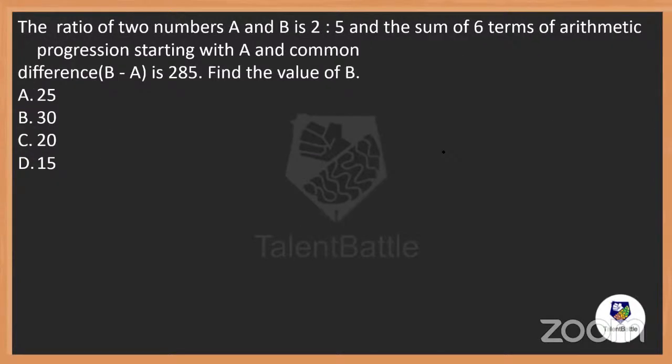Now see here, this is a good question. By using arithmetic progression, the question has been given here. The ratio of two numbers A and B is 2:5. And the sum of 6 terms of the arithmetic progression starting with A and common difference B minus A is 285. Find the value of B. First I'll give you 30 seconds. You need to know the arithmetic progression formula here. If you know that formula, it will be easy to solve this problem.